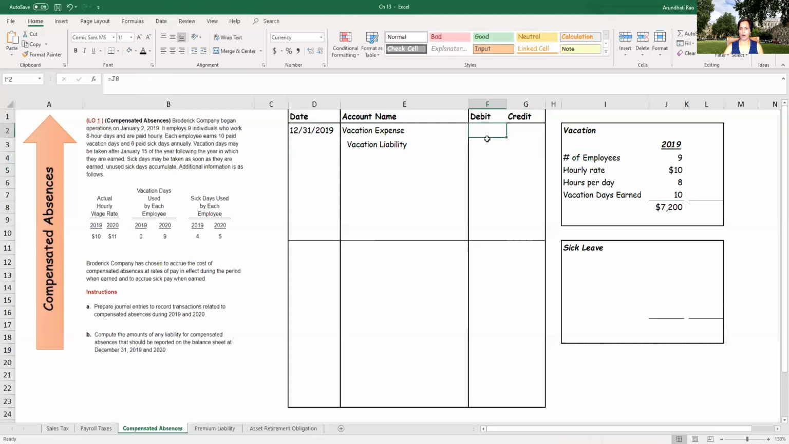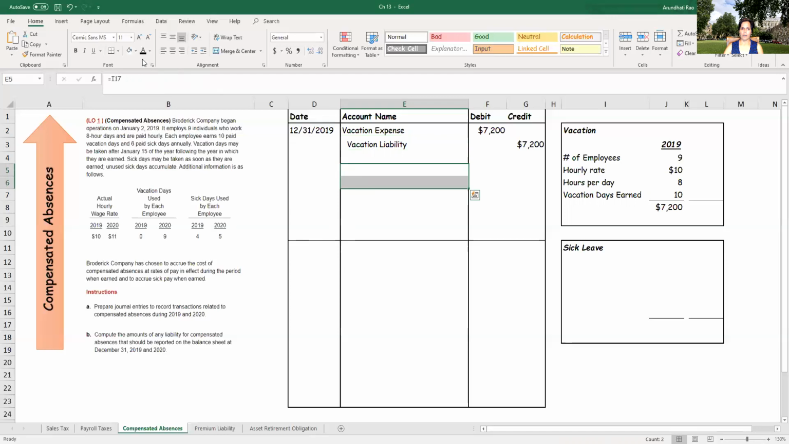This is for year 1. This is our journal entry for year 1. This is how much they've earned. It's an expense for me right now. And in my books, it's a liability because the employee can take this vacation next year, not in the current year. Now, we also have our employees who have earned sick leave.